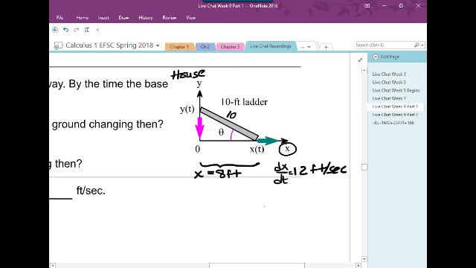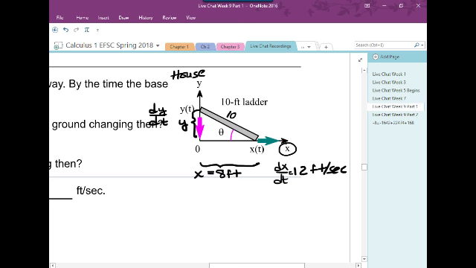Okay. Now, we also have a variable y, which is the height of the ladder, the top of the ladder, or another way of describing it is the distance from the ground to where the ladder meets the building. That's y, but that's changing too, right? And the rate of change of that would be called dy dt. So x, y, dx dt, and dy dt are all variables that we're interested in.